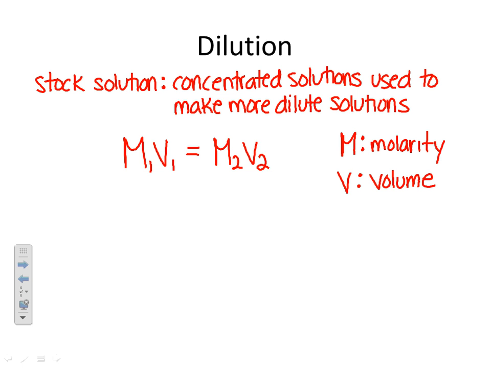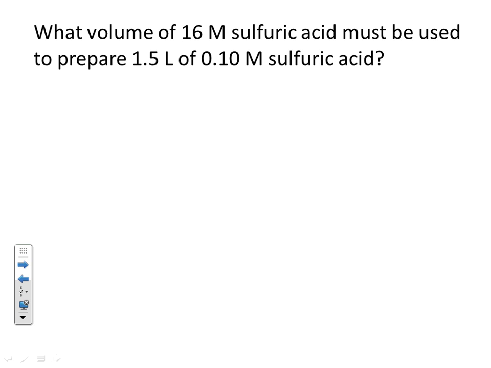Molarity is always recorded in moles per liter, but you can see mathematically that your volume can be in liters or milliliters as long as V1 and V2 are in the same units. Let's check out an example. What volume of 16 molar sulfuric acid must be used to prepare 1.5 liters of 0.10 molar sulfuric acid?